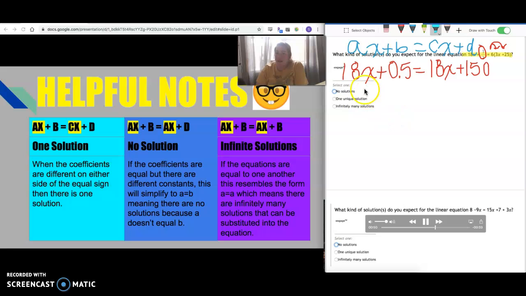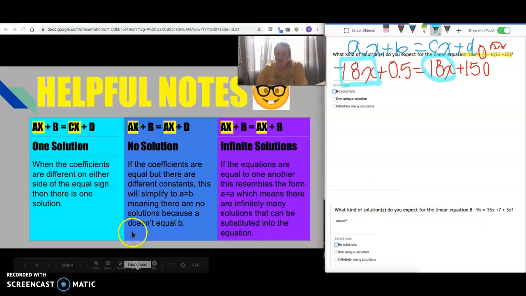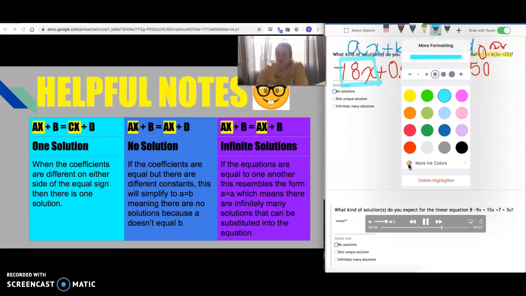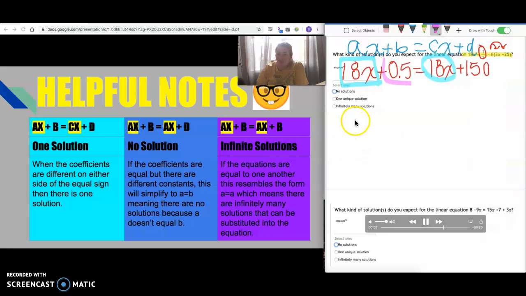And then, like I said, we're going to take a look at the coefficients on both sides. So you have 18x on the left, you have 18x on the right. So already I'm looking at either no solution or infinite solutions because our coefficients are the same. So the next step is to look at our constants. Our constants in this case are 0.5 and 150.